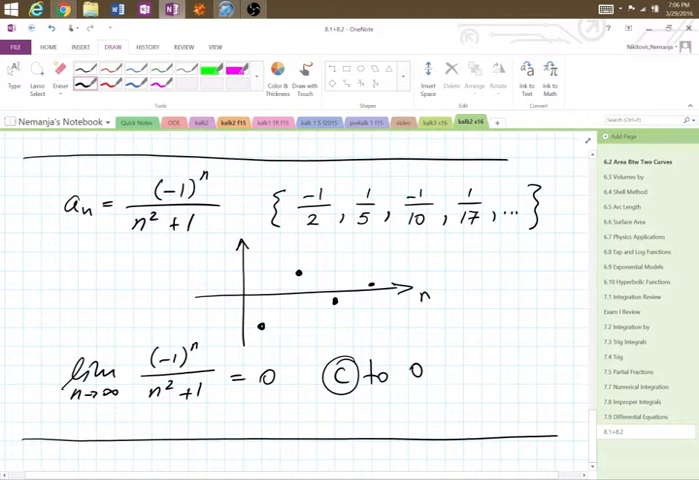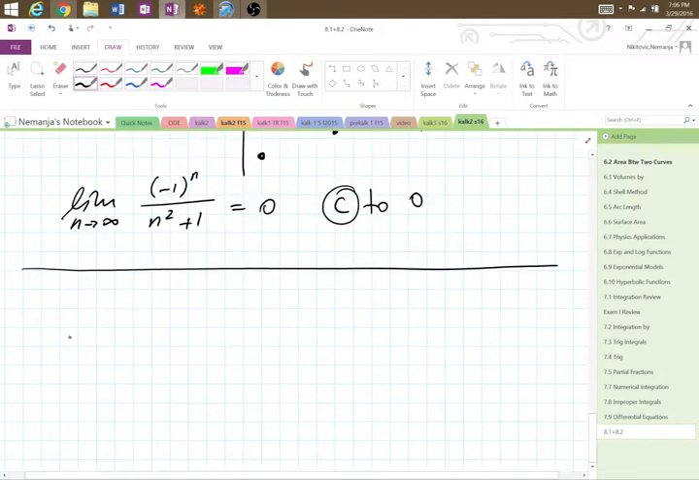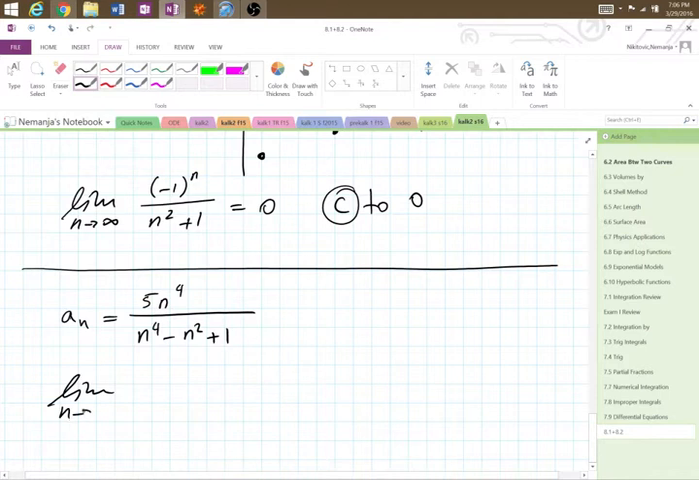How about this one? Let's say a_n is equal to 5n to the 4 divided by n to the 4 minus n squared plus 1. Anyone remembers how to do the limits from Calc 1? So is this convergent or divergent? Converges at 1.